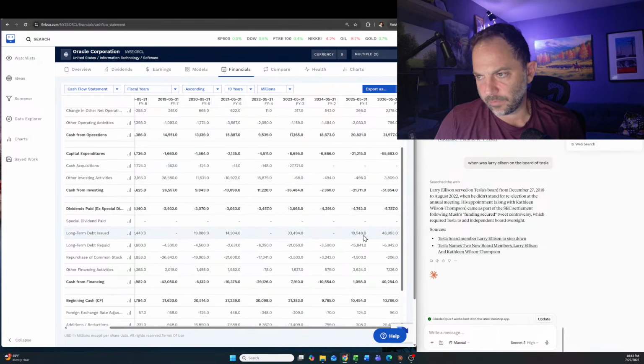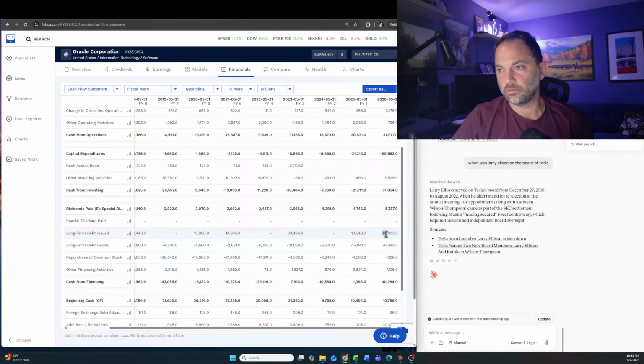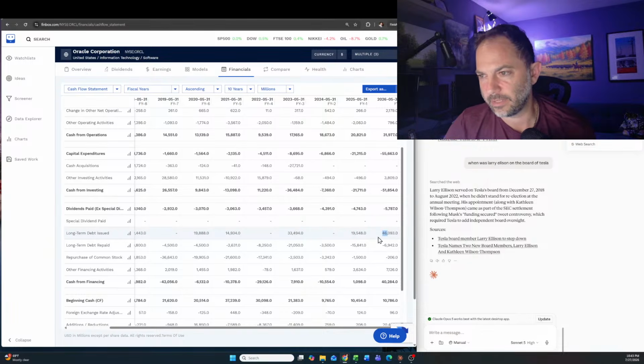You can see that reflected in his balance sheet here. Long-term debt went from zero, he was debt-free 2 years ago, to 46 billion in debt in the last 2 years. That is causing him to have to lever his business up.